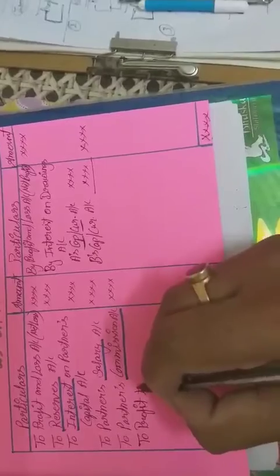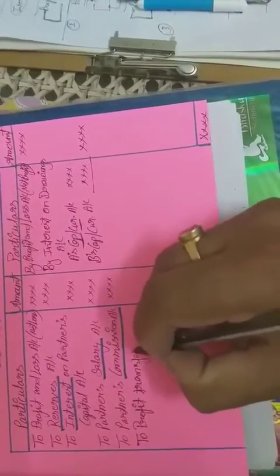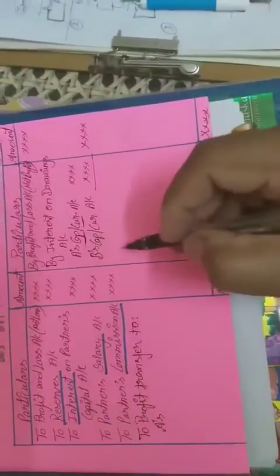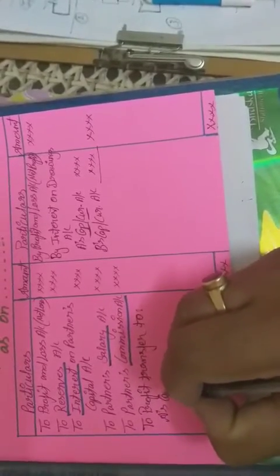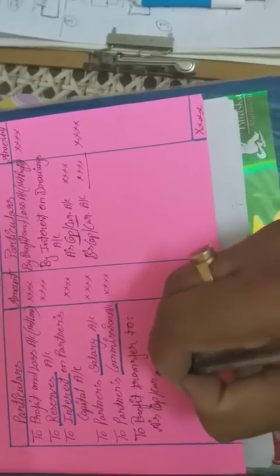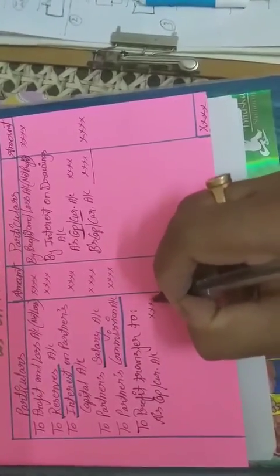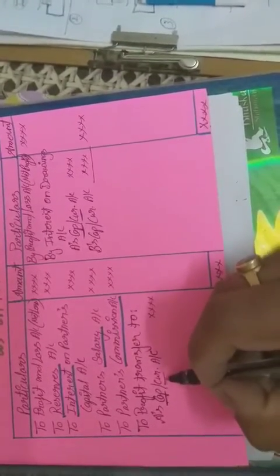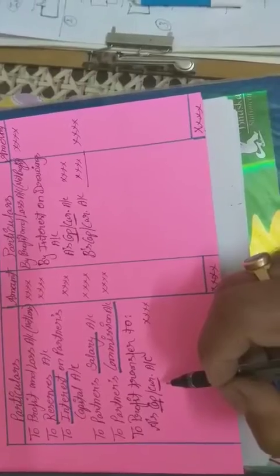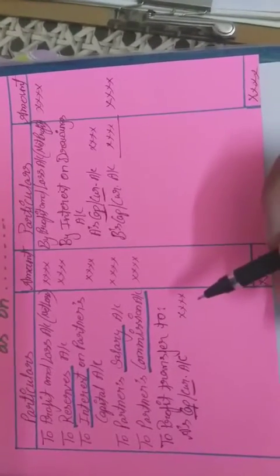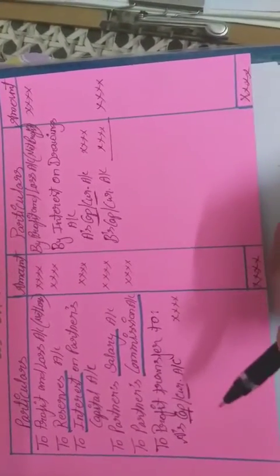profit transfer to, suppose two partners are there, so to A's capital or current account according to the method of partners' capital account. It can be transferred to the capital account or to the partners' current account, but it depends on the method of the partners' capital account. The methods of fixed capital and fluctuating capital, these two methods we will discuss later.